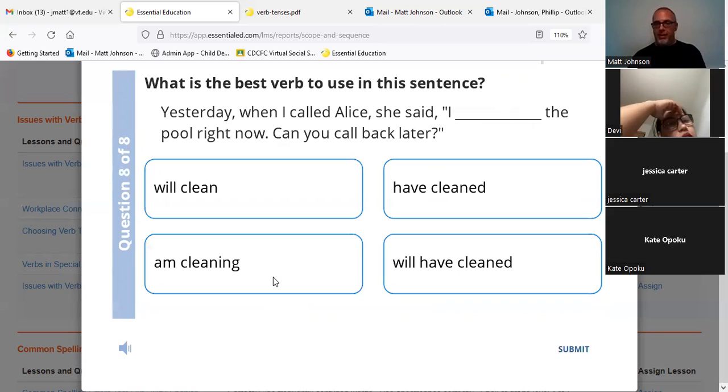What she said to me, though, right? So that's a direct quote, and we're going to use present tense there. So exactly what Alice said to me when I talked to her, "I am cleaning the pool right now." So an action that was occurring at that moment in the present tense.